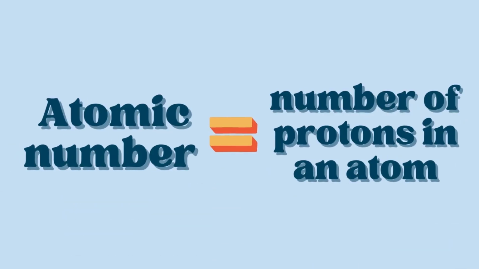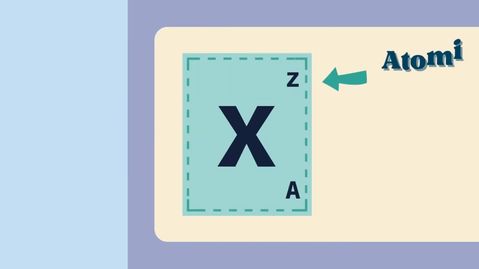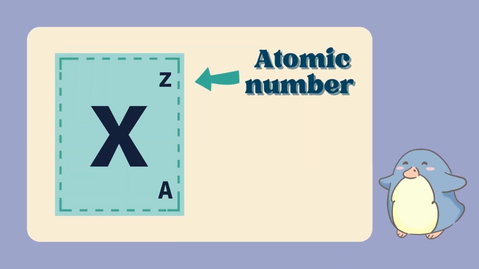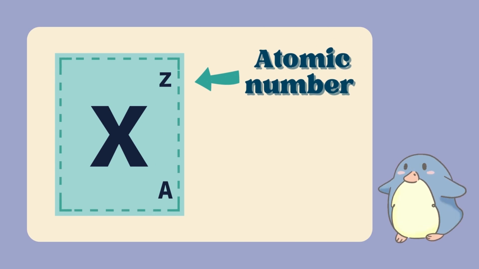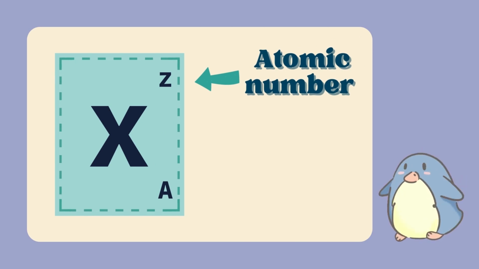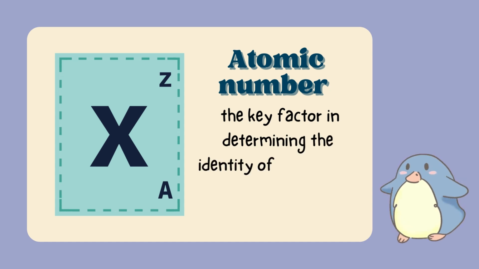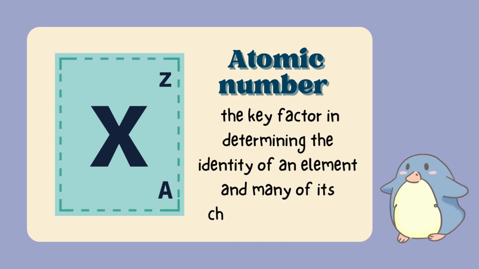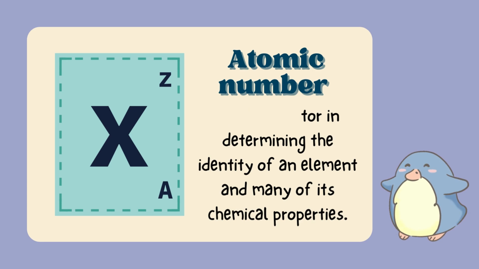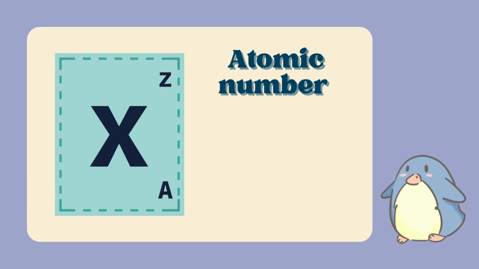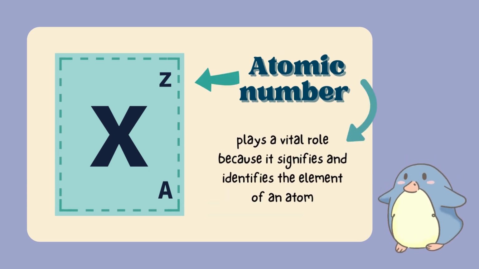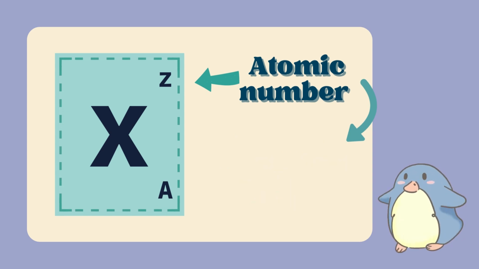So, we know that the atomic number is the number of protons in an atom. Here, it is symbolized by the letter Z and is also the key factor in determining the identity of an element and many of its chemical properties. In the periodic table, the atomic number plays a vital role. It is because it signifies and identifies the element of an atom.